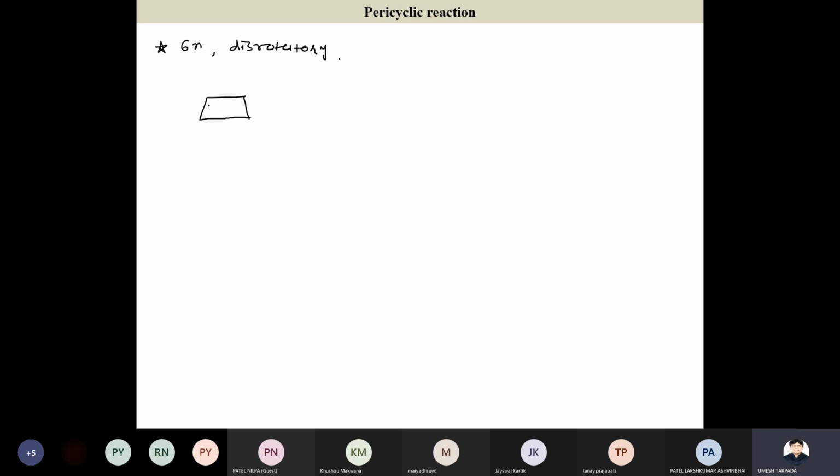Whether you are doing ring closing or ring opening, if ring closing, what you write on the left side has to be written on the right side, and right side things are written on the left side. Again 6N system, 4 pi electrons and 2 sigma electrons. If you go for ring opening via disrotatory motion, you get this one.